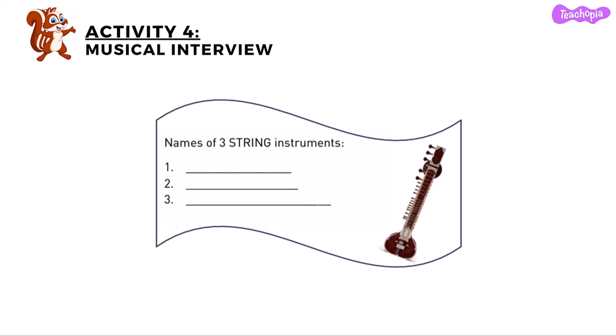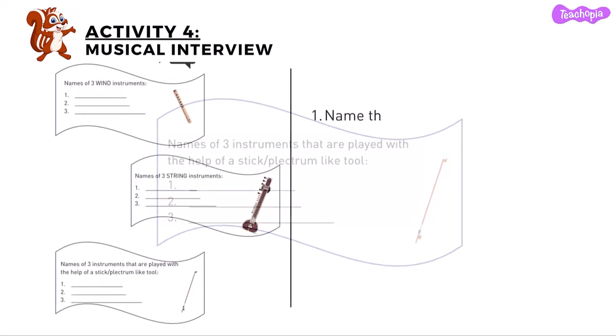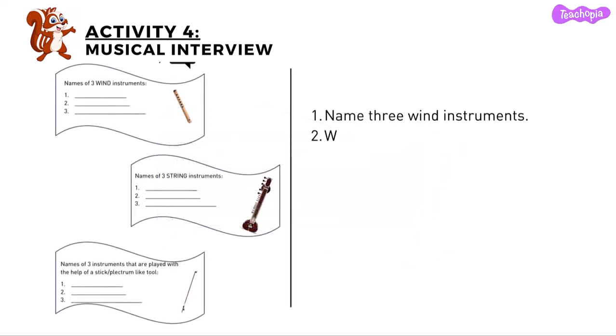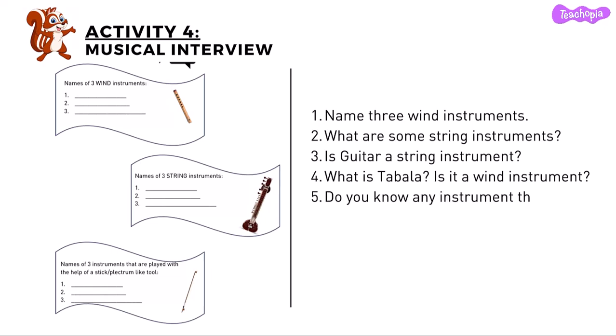Allow your learners to come up with their own questions to ask people. If the learners are unable to come up with their own questions, guide them by providing some templates like, name 3 wind instruments. Here they can replace wind instruments with string instruments or percussion instruments or any other kinds of instruments that you want them to ask questions on.